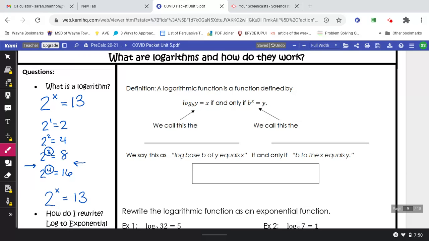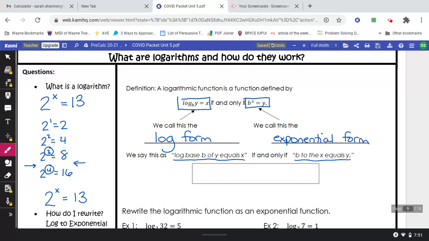So we've got a definition of a logarithm. It's a function defined by log base b of x. And then you've got b to the x equals y. So this first one is called log form. We just use log for short. And the second one is what we call exponential form. We're more familiar with that. And mathematically, we can switch back and forth between these two forms. Again, here's it written out in words in case you need to know how to say it. And of course, b to the x equals y.